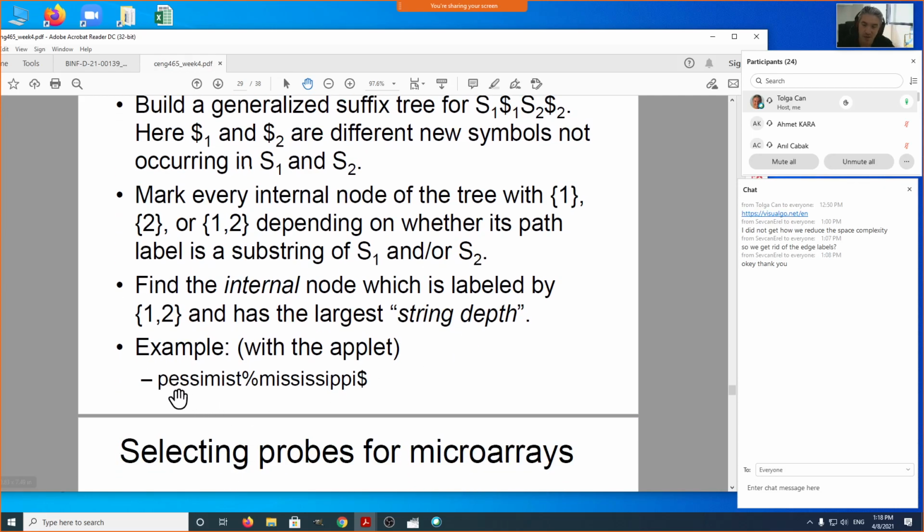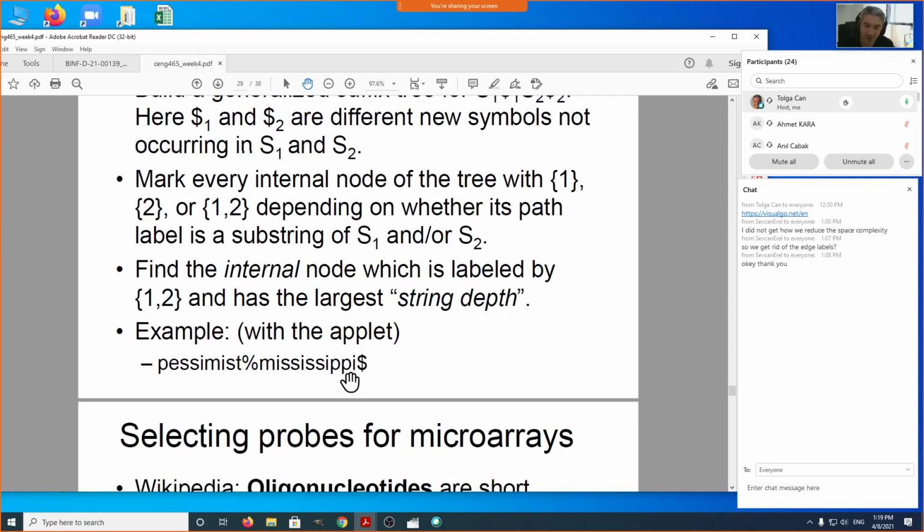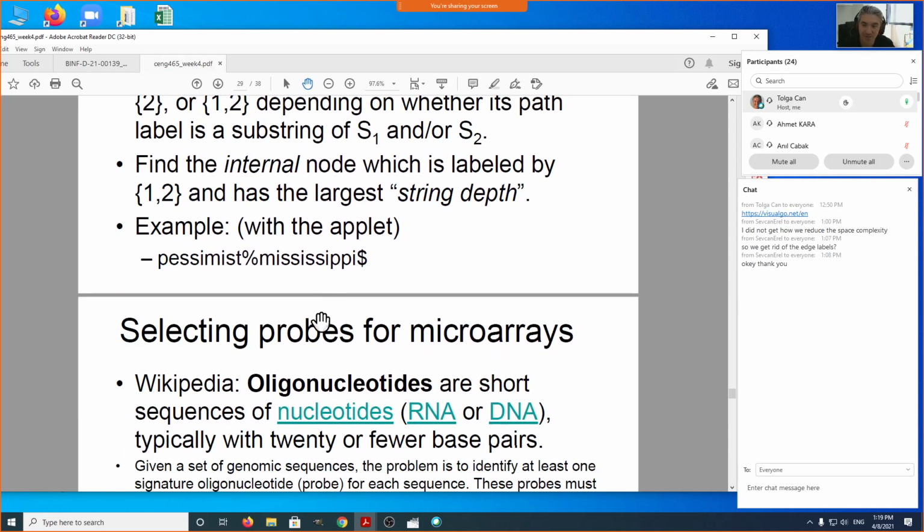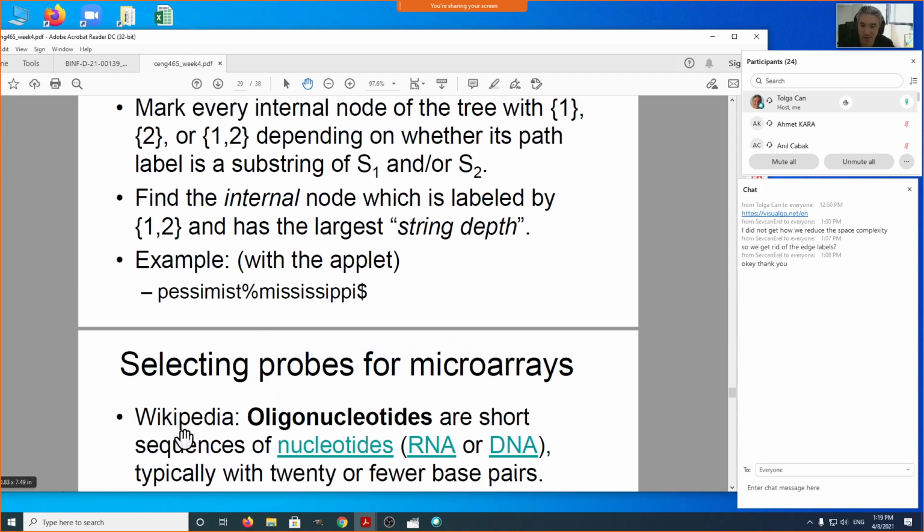For example, if you try it with pessimist and Mississippi, you're probably going to find SSI is the longest common substring, right? So when we are inserting this suffix, SSI, and when we are inserting this suffix belonging to the second string, they are both going to share this SSI from the root node. And that intermediate node that ends at SSI is going to have both labels 1 and 2. And this is how you're going to find the longest common substring.